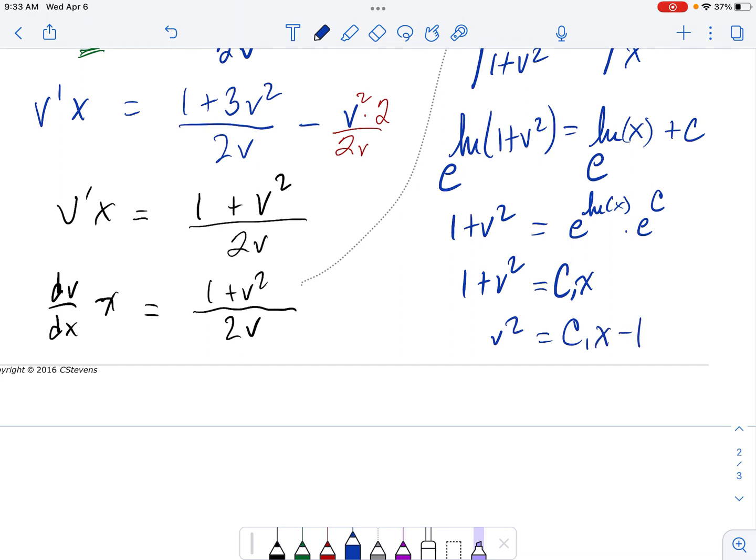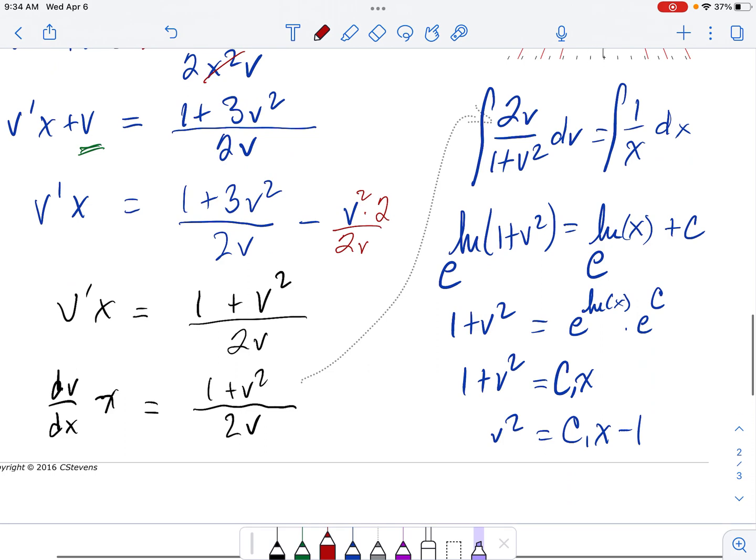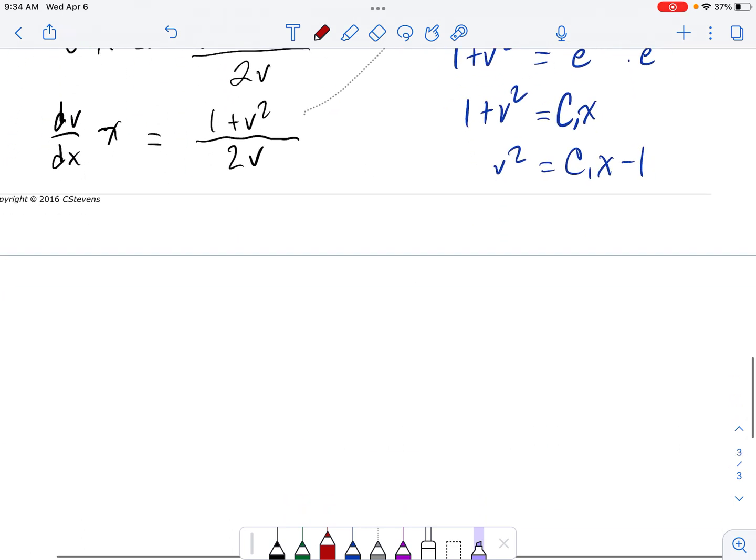This might be a good time to actually do our substitution of what v is. If I come up here, I can see that v is really going to equal y divided by x. And when I substitute that in, it's really v squared, so it'll be y squared over x squared. So I need a new page here. I get y squared over x squared is equal to c1x minus 1.